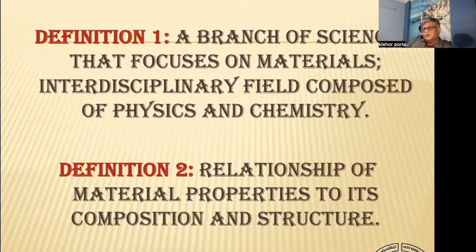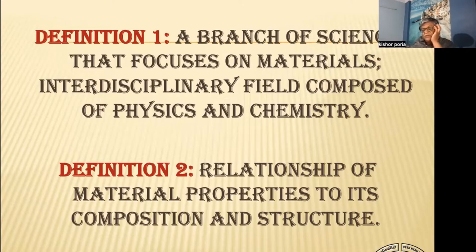It is not only a combination of physics and chemistry. In materials science, metallurgy, even instrumentation and other fields are also there. So it is a 100% multidisciplinary branch of science. Materials science is the relationship of the material's properties with its composition and structure.